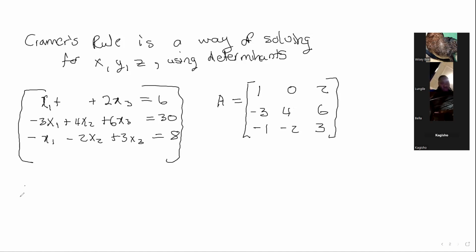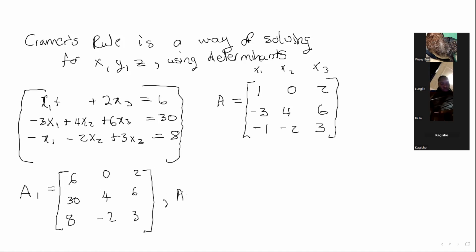Then we need to find A1. You see, this is the column for x1, this is x2, this is x3. This is the column for x1. As you can see, all of them are x1s. These are x2s, then these are x3s. So for A1, you remove all the x1 coefficients, and in place of them you put this answer: 6, 30, 8. Then you leave the rest: 0, 2, 4, 6, minus 2, 3.